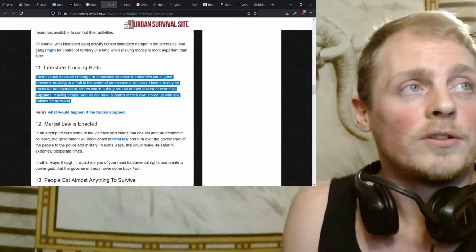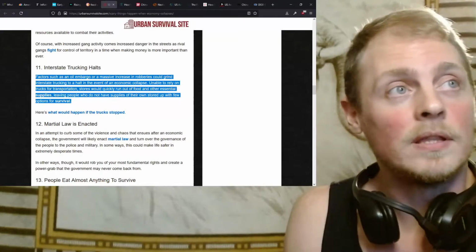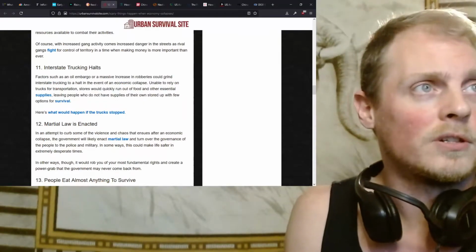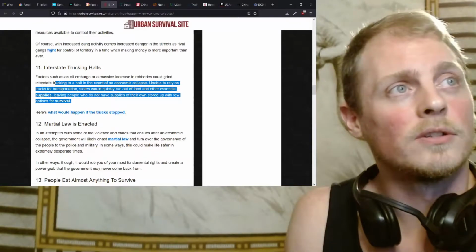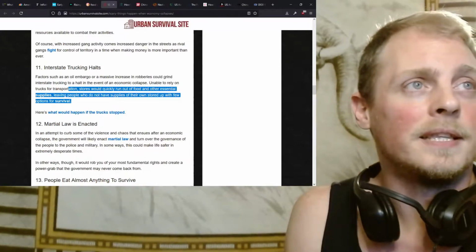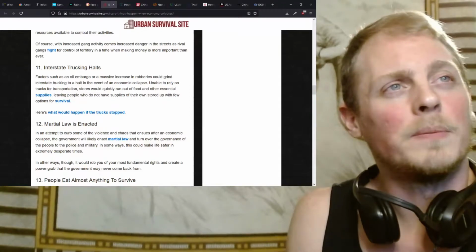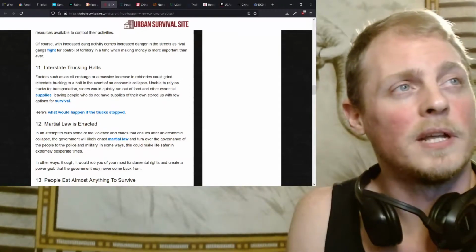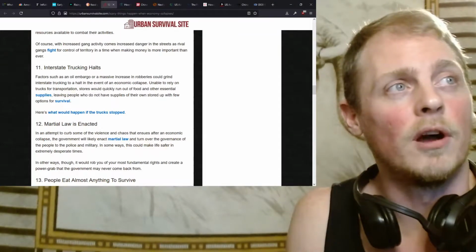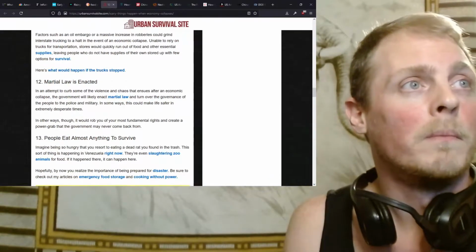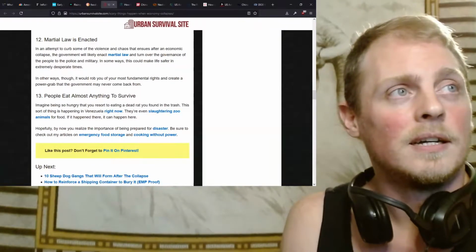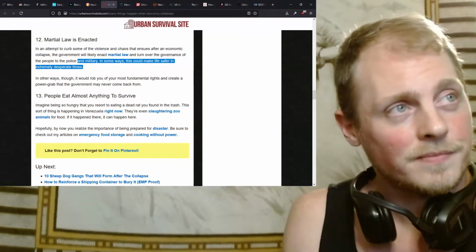Interstate trucking halts. That affects food and everything that you have. Factors such as an oil embargo or a massive increase in robberies could grind interstate trucking to a halt in the event of an economic collapse. Unable to rely on trucking for transportation, stores would quickly run out of food and other essential supplies, bringing the prices up even further. Martial law is enacted. I think we just know what that means.